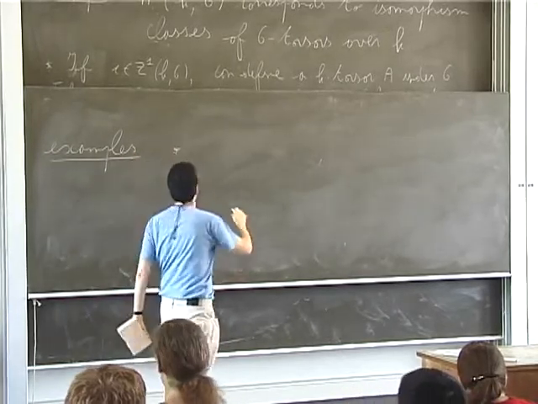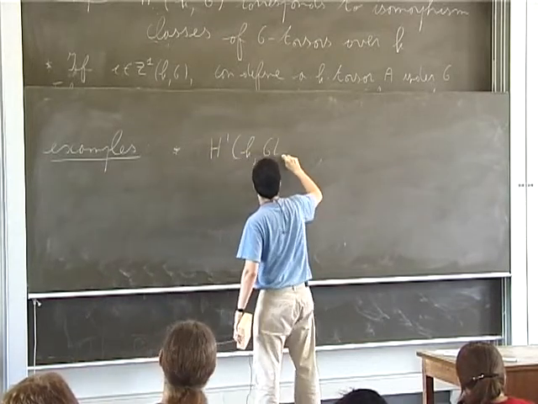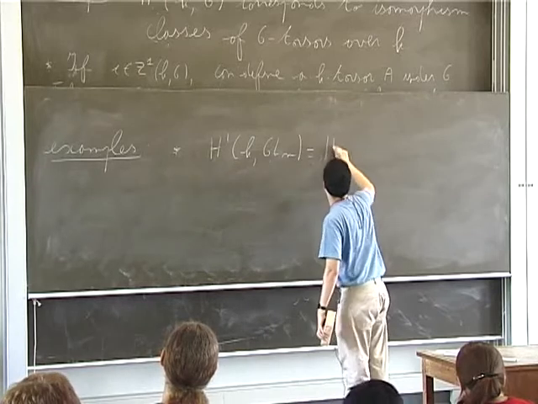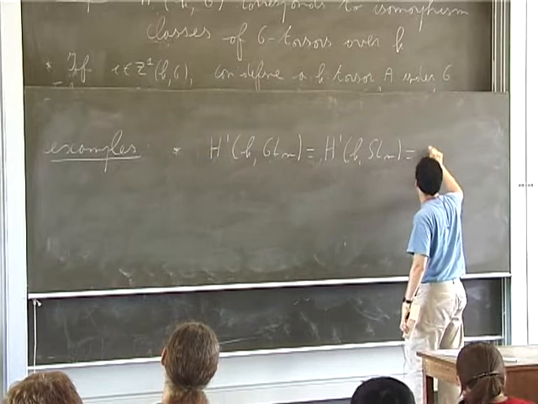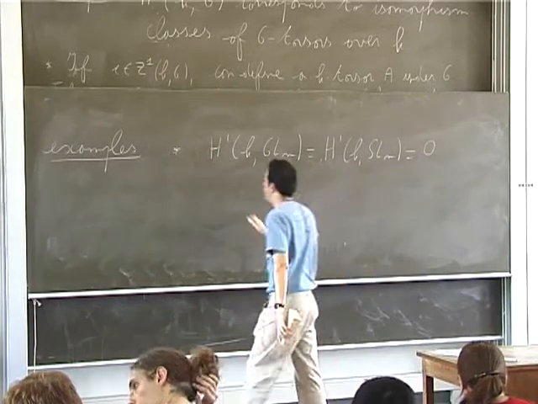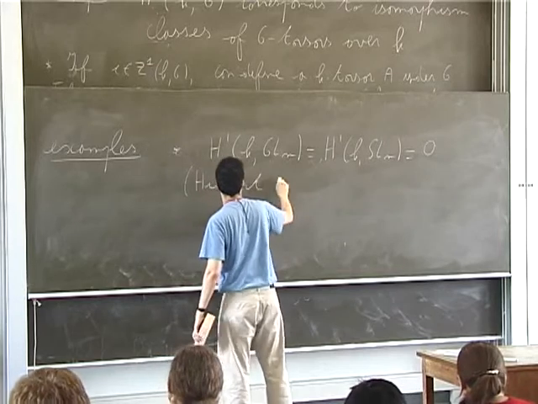So the first case is with GL_n or SL_n. So H1 of K, GL_n is 0 as well as H1 of K, SL_n. This is the famous Hilbert 90 theorem.